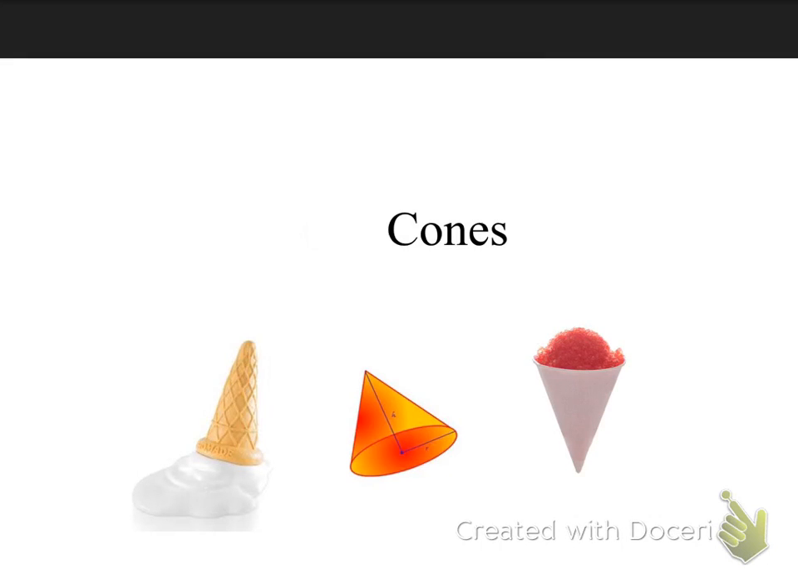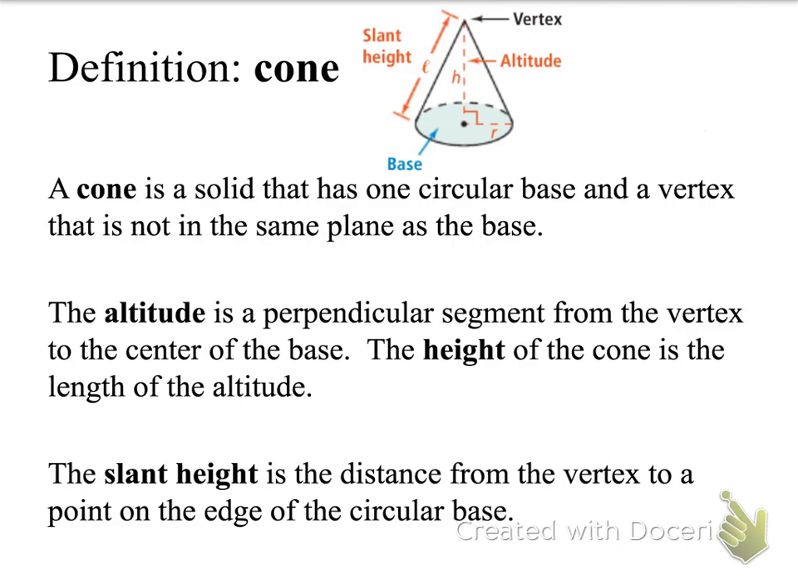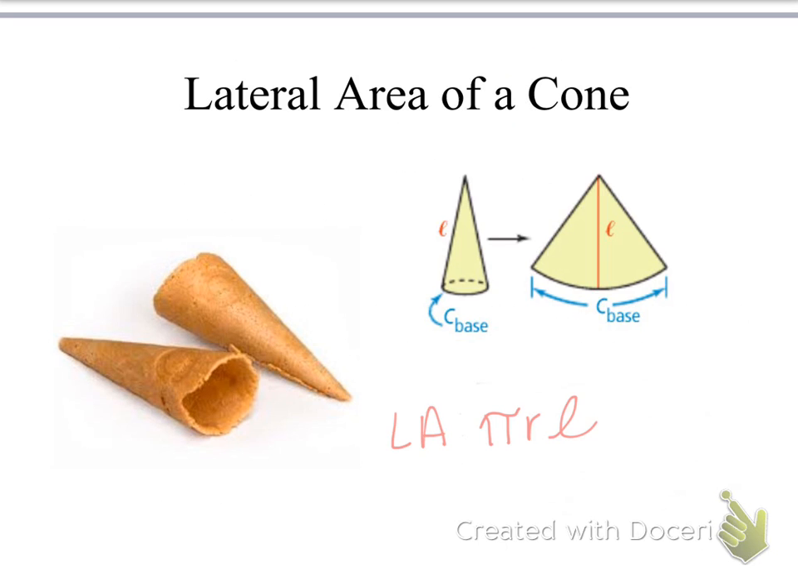In this video we're going to be talking about cones, or party hats. A cone is a solid that has one circular base, so we're going to have pi r squared. We also have the altitude, or the inside height, and then we also have slant height. Remember, slant height we use when we're finding surface area. Inside height we're going to use with volume. Lateral area is pi times radius times that slant.